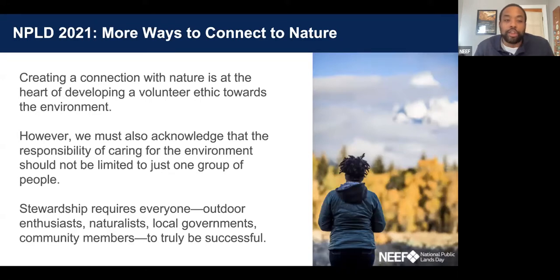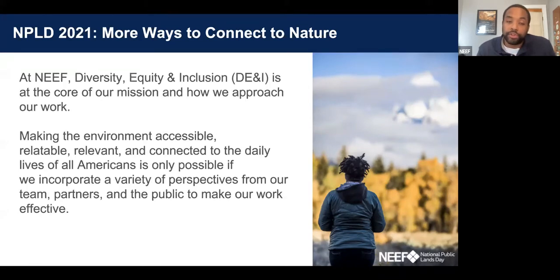Creating a connection with nature is at the heart of developing a volunteer ethic towards the environment, which is really core to National Public Lands Day. However, we must also acknowledge that the responsibility of caring for the environment should not be limited to just one group. Stewardship and volunteerism require everyone, outdoor enthusiasts, naturalists, local governments, and community members, in order to truly be successful. At NEEF, diversity, equity, and inclusion is at the core of our mission and how we approach our work. Making the environment more accessible, relatable, relevant, and connected to the daily lives of all Americans is only possible if we incorporate a variety of perspectives from our work, team, partners, and the public to make our work effective.